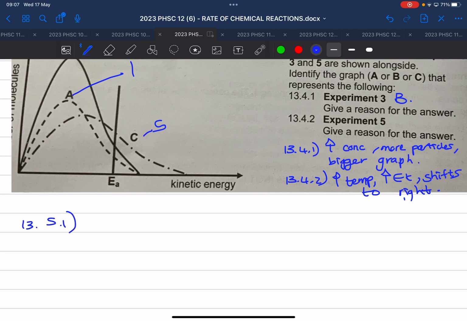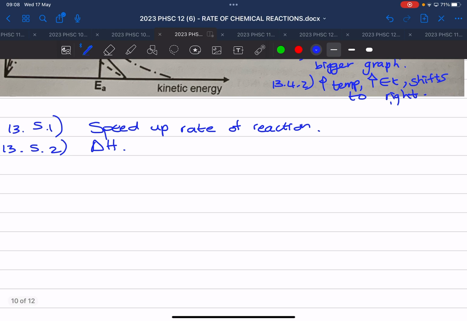What is the function of a catalyst? To speed up rate of reaction or reaction rate. Okay, 13.5.2. They ask, how will the heat of the reaction in experiment 6 compare to that in experiment 1? Choose from greater than, equal to, or less than. The heat of the reaction. What symbol goes with heat of a reaction? Delta H. Okay, so this is where they ask you the grade 11 work.